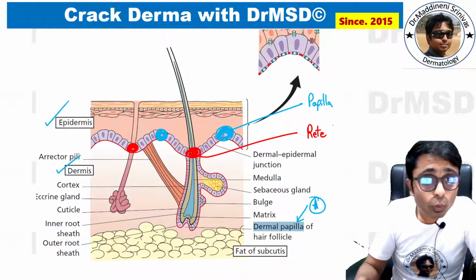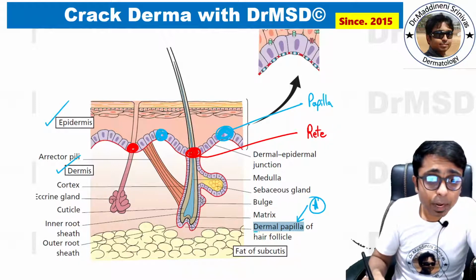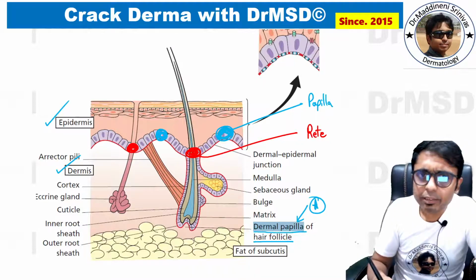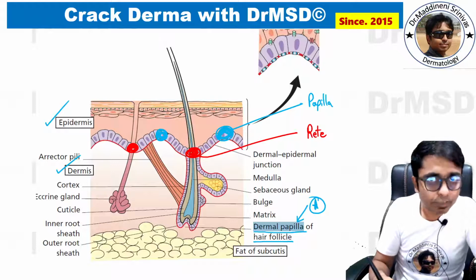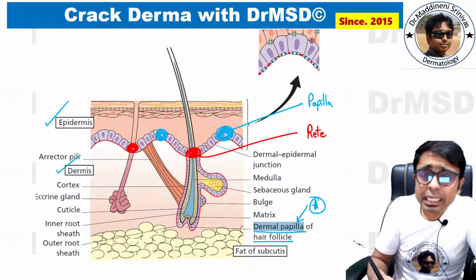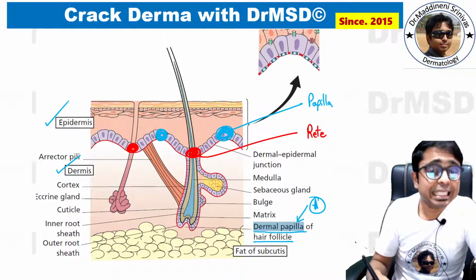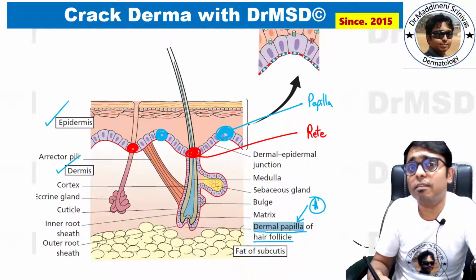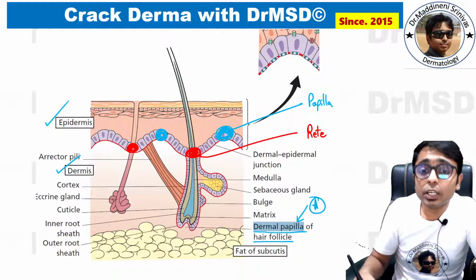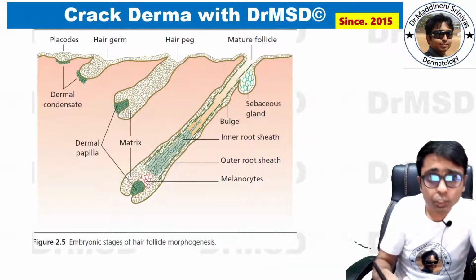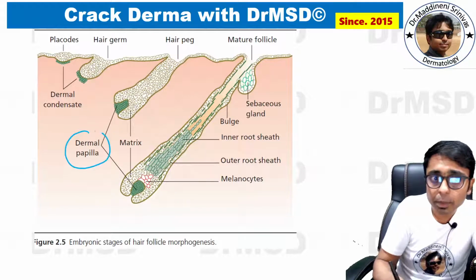You should also know one more term, which is dermal papilla of the hair follicle. So if you observe carefully, at the base of the hair follicle, there is an inward projection which is present, and these inward projections which are flask shaped, these are termed as dermal papilla. And you can see this is one more picture showing the dermal papilla.